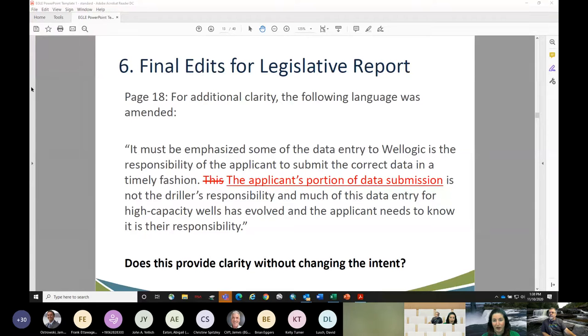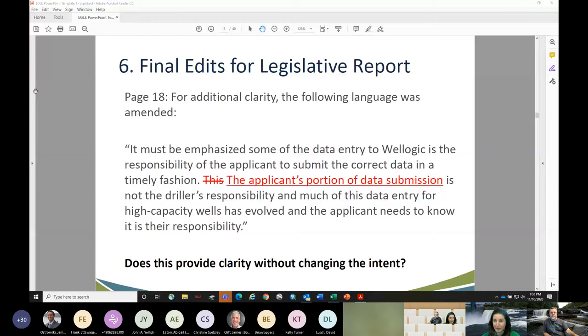But they didn't give a suggested language piece for correcting that. I took a stab at it, and it's what you can see on the screen right now. What I wanted to do is make sure that this doesn't change the meaning or the intent of this statement, or if it does, how can we better state this to make sure that we're clear without suggesting that well drillers don't actually need this training because everything is the well owner's responsibility anyway.